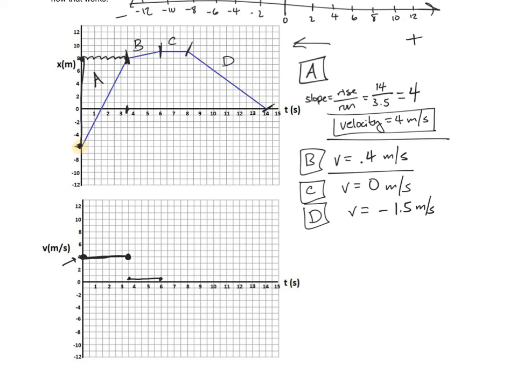When we get to C, which is 6 seconds, we stop and we go 0. So I'm going to put a little dot there and go 0 all the way till the end of section C, which is 8 seconds. And then lastly, we have section D, where we're going negative 1.5 meters per second. And section D lasts from 8 seconds to 14 seconds. So we're going to go down here to negative 1.5, go from 8 to 14.